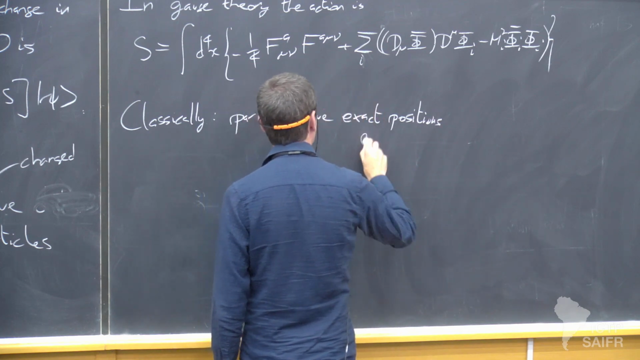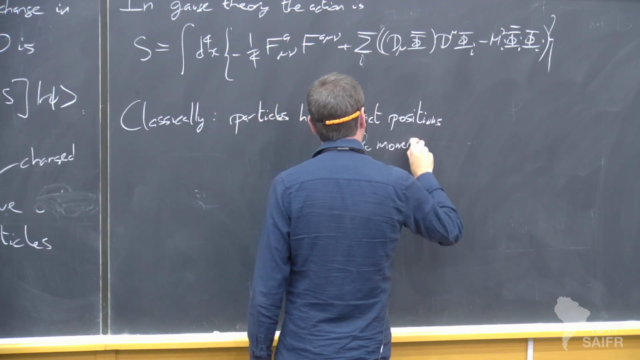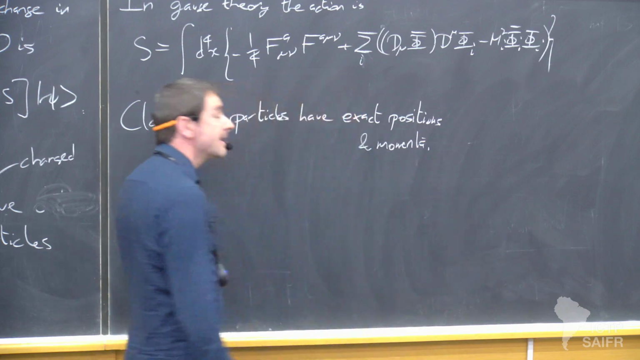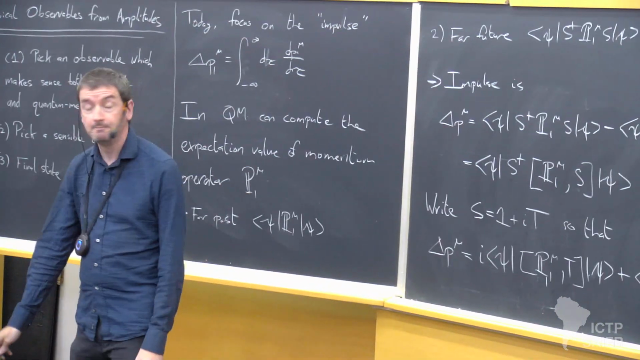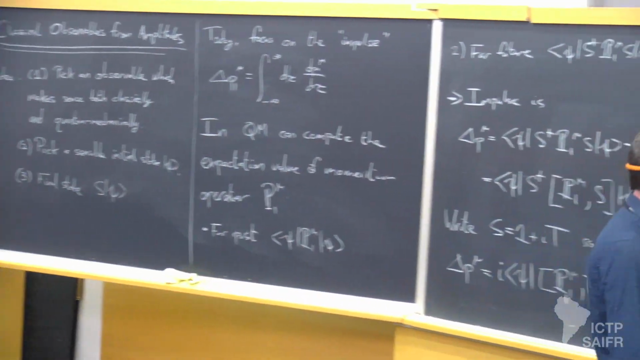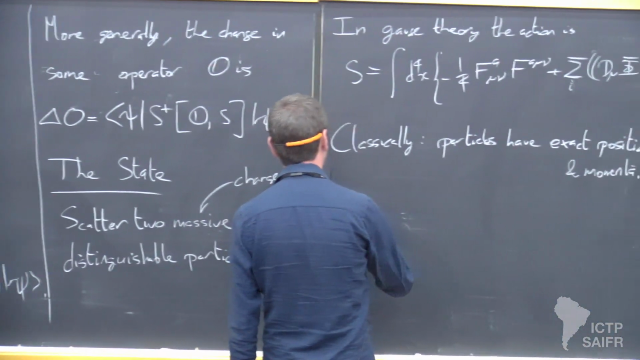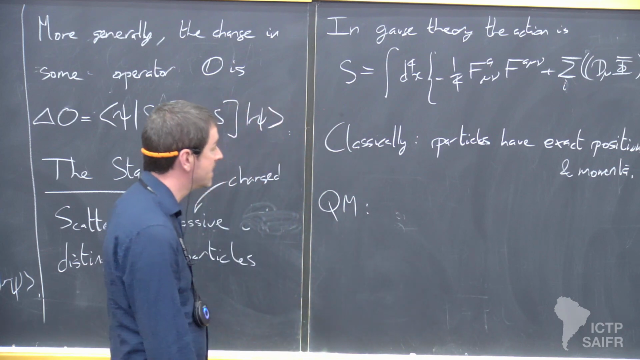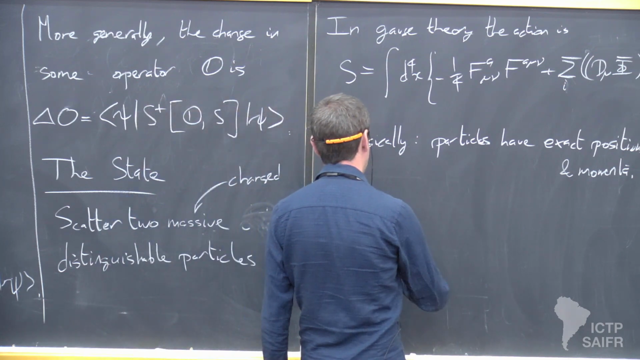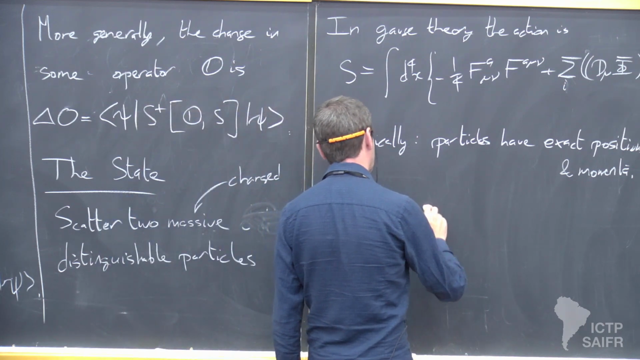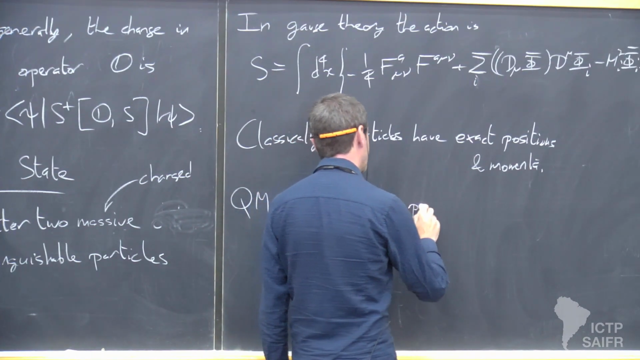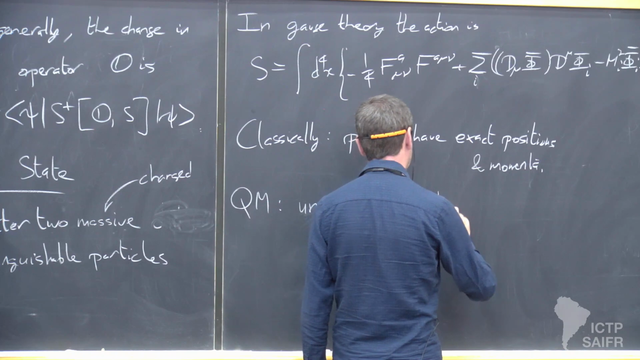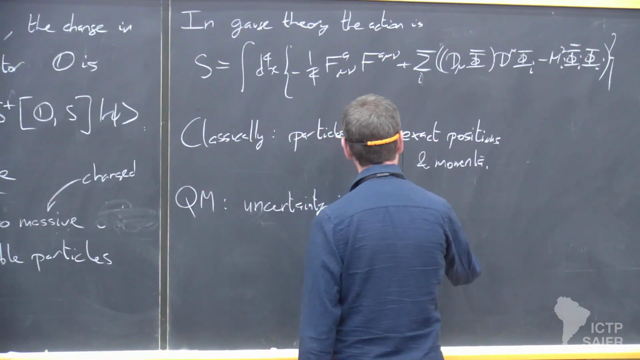Exact positions and momenta. Now, in quantum mechanics, I'm not going to be able to do that, right? I can't have both exact positions and momenta. So what I can instead do is have an initial state where the uncertainty in the position and the momentum is negligible. Uncertainty in position and momenta.